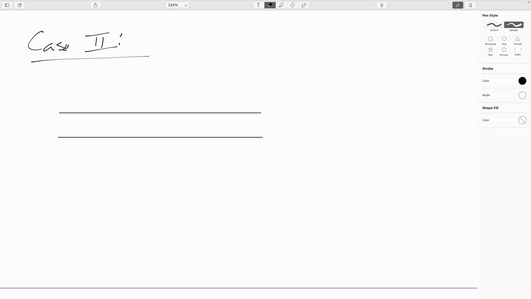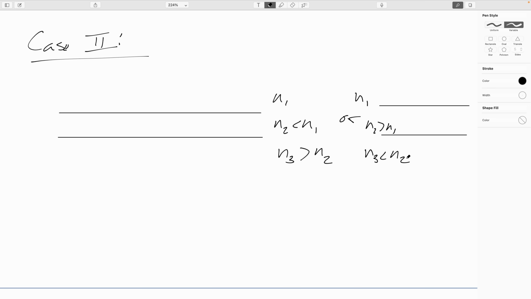either that the index of the material in the film is less than the surroundings, so N2 less than N1, but N3 greater than N2, or the other possibility is, if this is N1, you have N2 greater than N1 and N3 less than N2. So those are 2 possibilities.